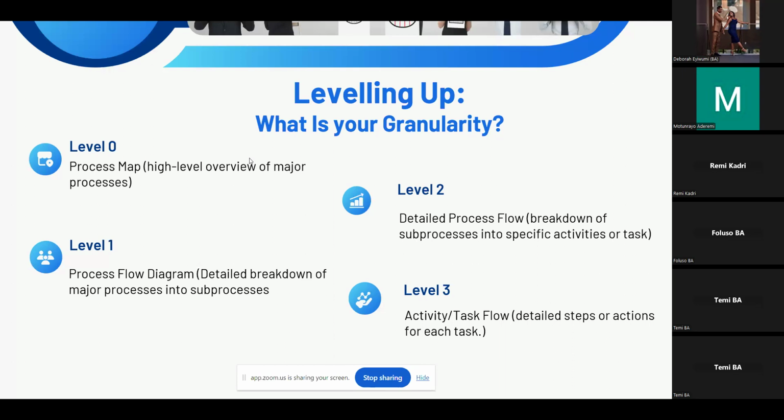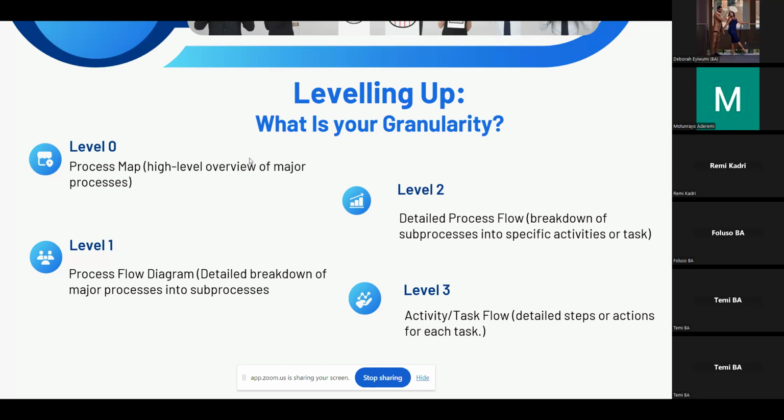And again, level 2 is where you now break down the sub processes into specific activities or tasks. And level 3 is where you go even more granular. You now take each activity or task flow and break down each of the detailed steps required for it. So there are different levels.